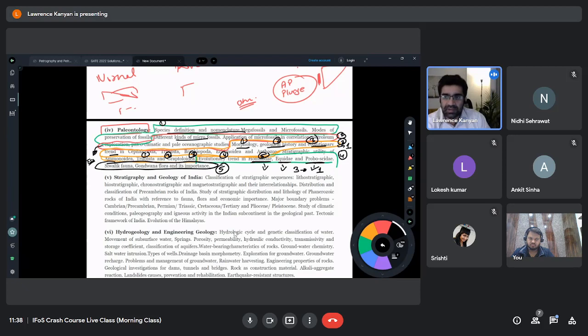For example, sometimes they may ask you modes of preservation of fossils. Sometimes they can ask you about species also. Species, what is the definition, morphological concept. So this one basic fundamental question can come. So strategize in that way at this point of time.